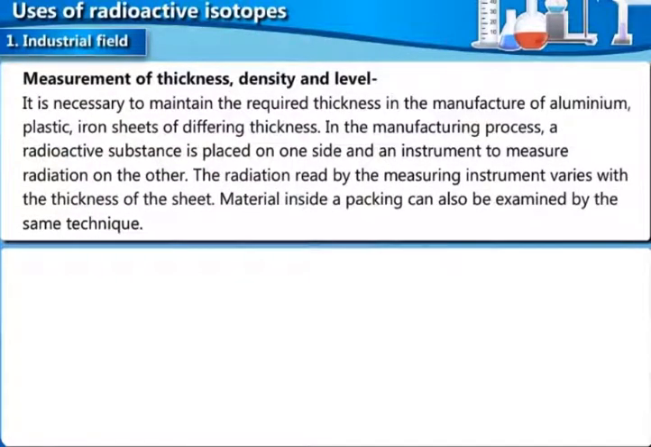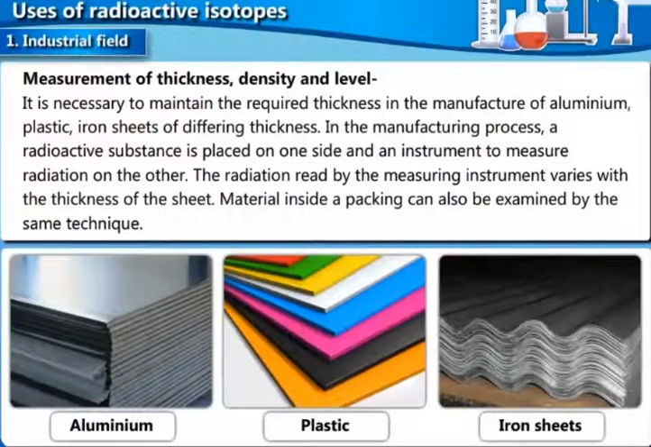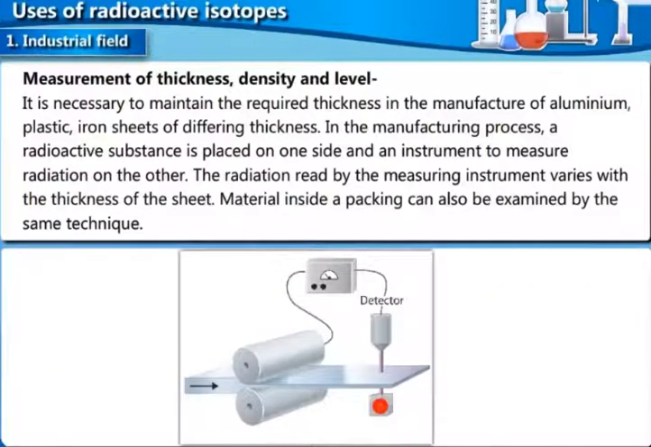Measurement of thickness, density and level. It is necessary to maintain the required thickness in the manufacture of aluminum, plastic, iron sheets of differing thickness. In the manufacturing process, a radioactive substance is placed on one side and an instrument to measure radiation on the other. The radiation read by the measuring instrument varies with the thickness of the sheet. Material inside a packing can also be examined by the same technique.